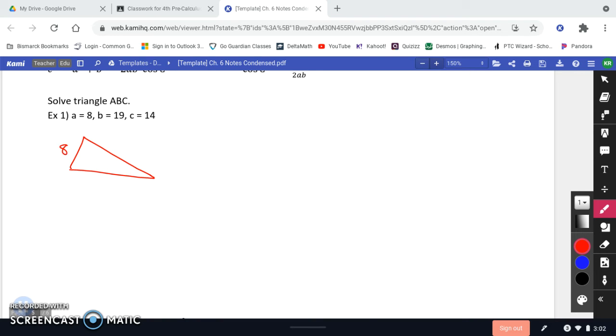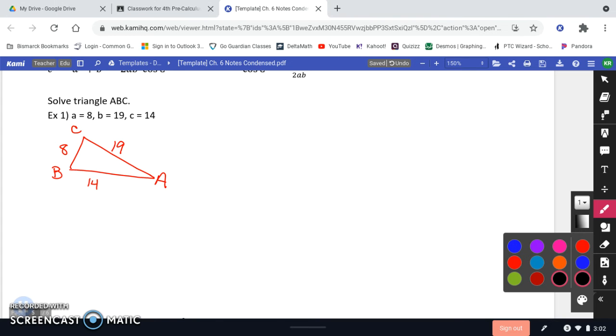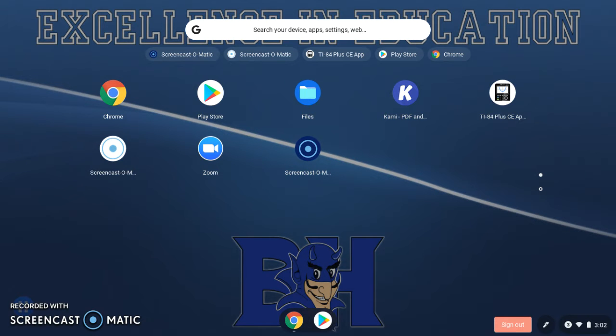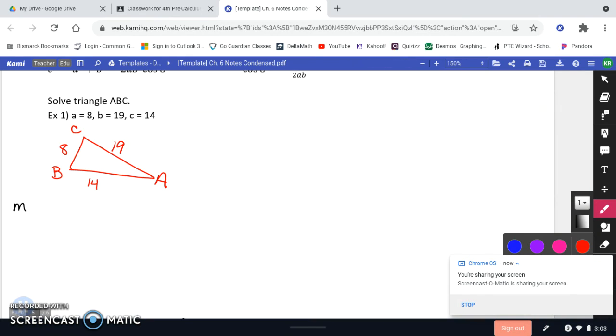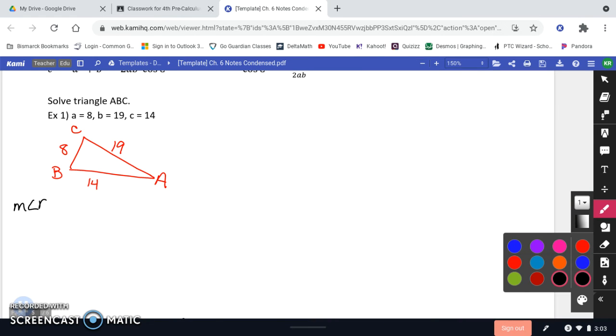So I'm going to call this my side that's 8. That's going to be side A. So angle A is going to be across from side A. I think I'll call this side 14 and this side will be my 19. So this will be B, this will be C. Okay, so solving this triangle, we are then looking for the 3 angle measures. So we're looking for the measure of angle A, measure of angle B, and then angle C.